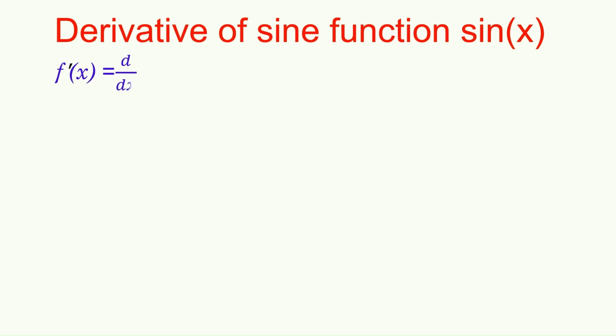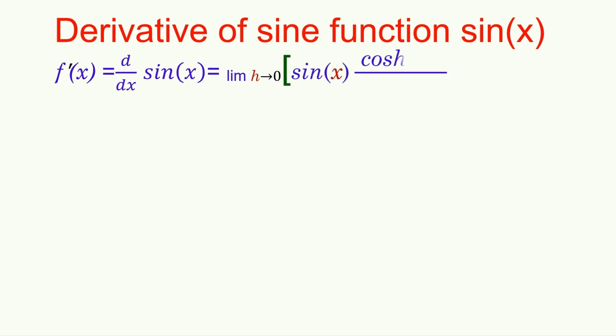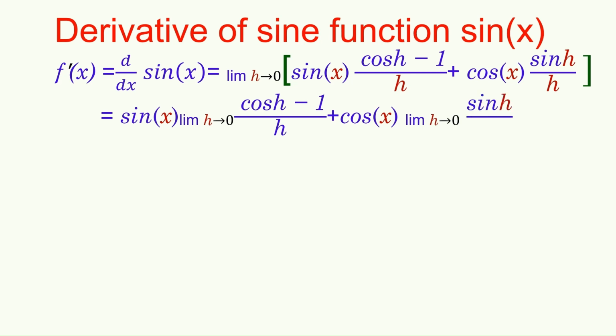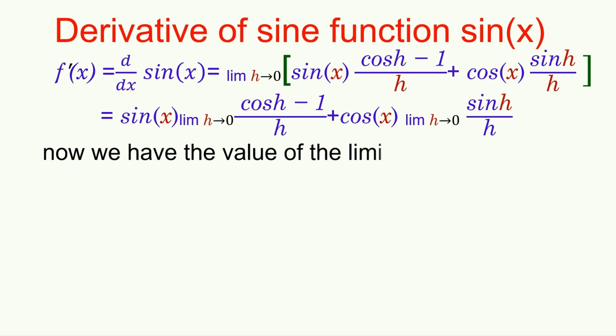f dashed x equals d/dx sine of x equals the limit as h tends to 0 of sine of x times (cos of h minus 1) divided by h, plus cos of x times sine of h divided by h, equals sine of x times the limit as h tends to 0 of (cos of h minus 1) divided by h, plus cos of x times the limit as h tends to 0 of sine of h divided by h.